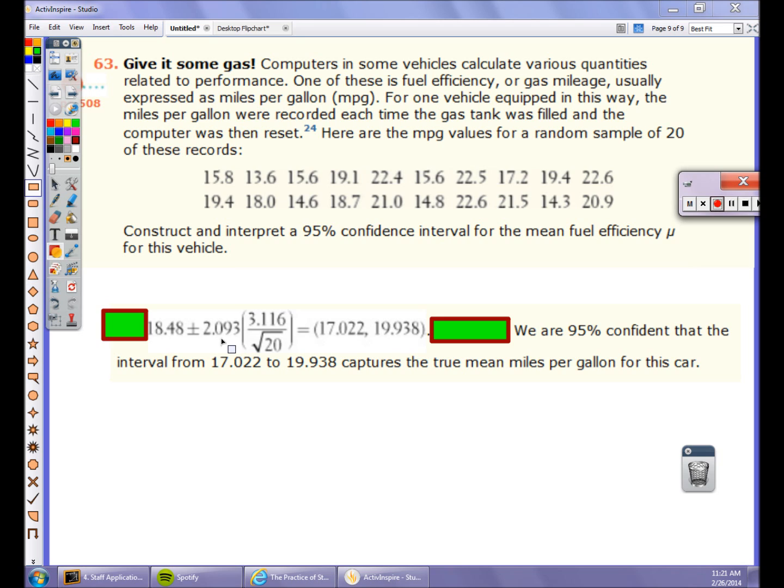You find 95% at the bottom of the page. You scroll up to 19 degrees of freedom. Crisscrossing your fingers at 19 and 95 gives you 2.093. Then your final calculations, 17.022 and 19.938.